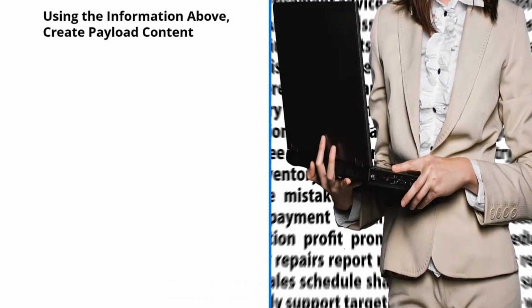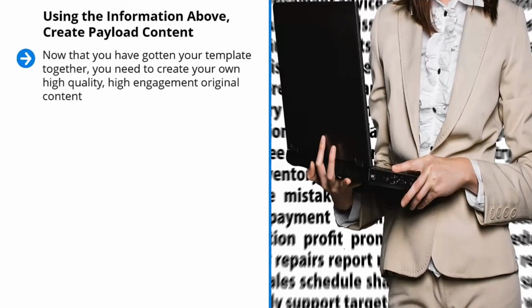Using the information above, create payload content. Now that you have gotten your template together, you need to create your own high-quality, high-engagement original content. This content is going to be used to sell people on your mailing list. When they read this content, they're supposed to get excited about joining your mailing list. This is content that is most likely to be credible and most likely to be shared. Are you excited? Well, don't get too excited.